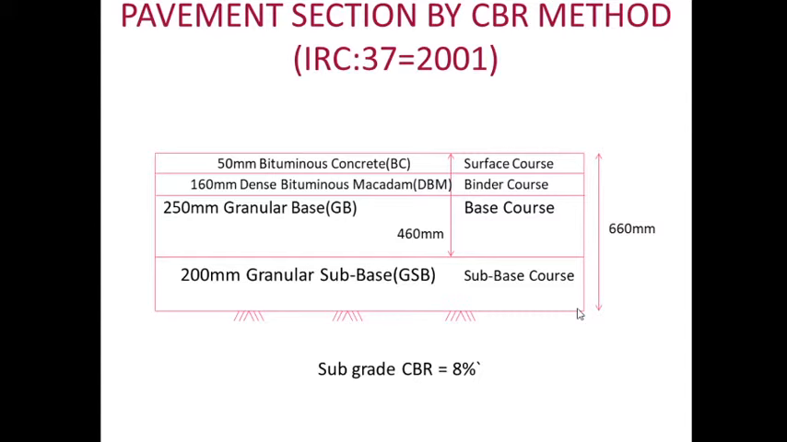The bottommost layer is called the subgrade. The CBR of the subgrade is 8%. If the CBR of the subgrade is 30%, then the total thickness of the pavement can be reduced to 400 or 350. If the CBR of the subgrade is 2%, then the total thickness is increased to 800 mm. Whereas in our case, the CBR of the subgrade is 8%. That's why the total thickness of the pavement is 660 mm.